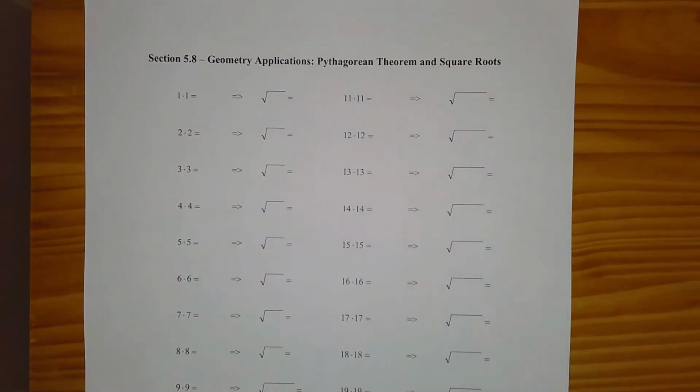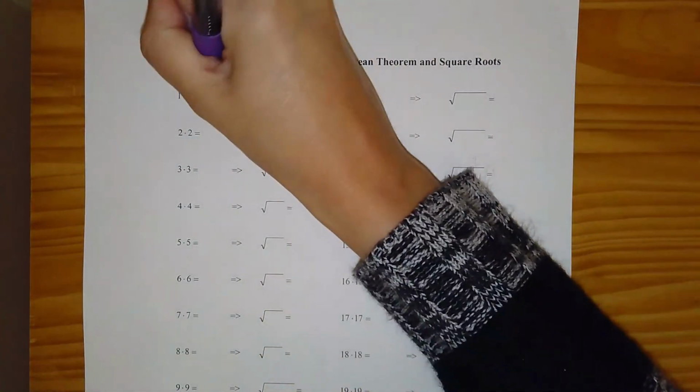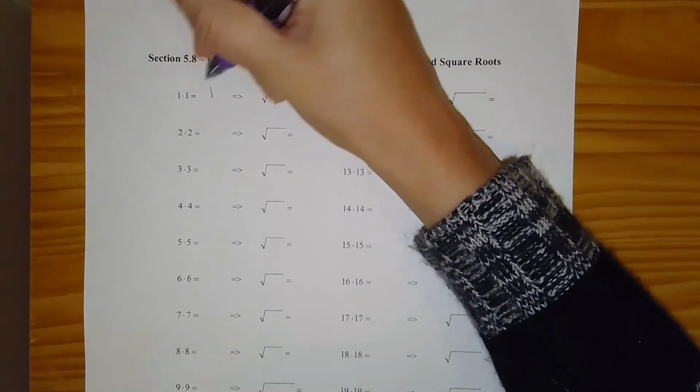Everybody, welcome to our section 5.8 lecture video on the geometric applications of Pythagorean Theorem and square roots. So we're going to start out with square roots. Square roots are the opposite of squaring something. Squaring something, of course, is multiplying a number by itself. So if you have 1 times 1, which would be 1, then the square root of 1 would be 1. You're going backwards.